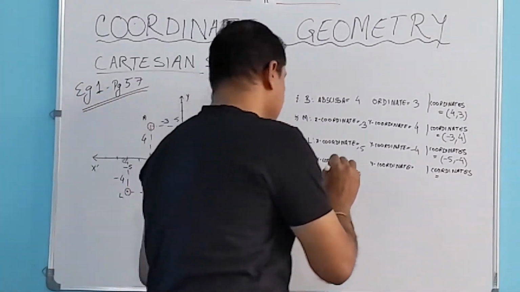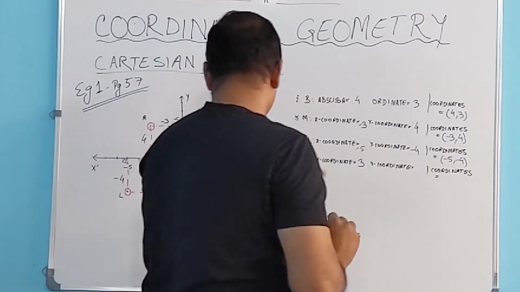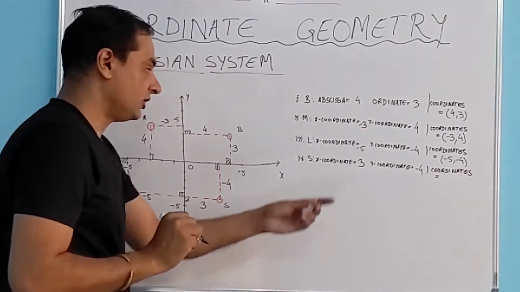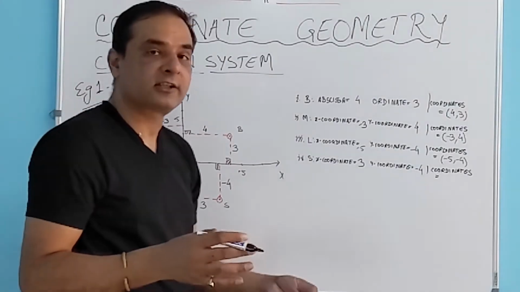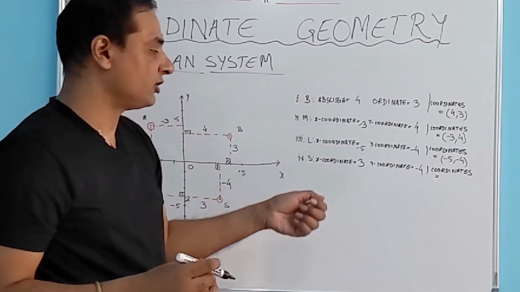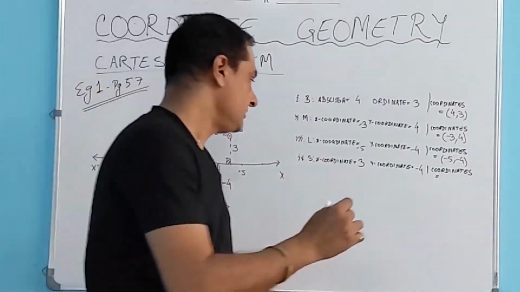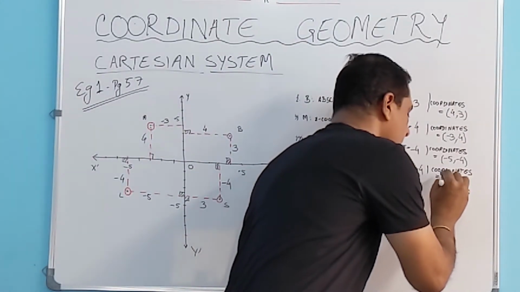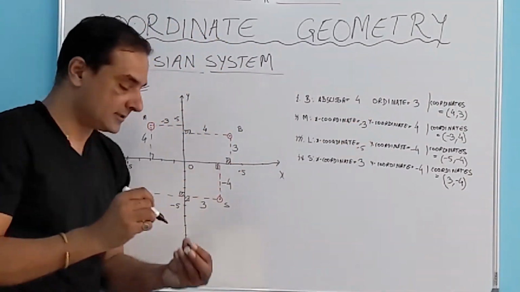So x coordinate 3, y coordinate is minus 4. Now coordinates, I think by now we got the hang of it. तो हम लोग समझ सकते हैं x coordinate, y coordinate, and we put that in a brace. 3, minus 4, and those are the coordinates.